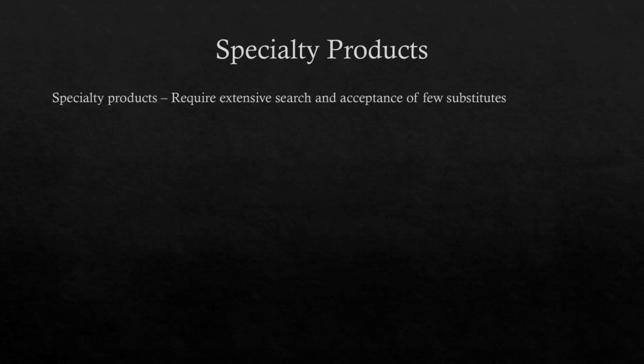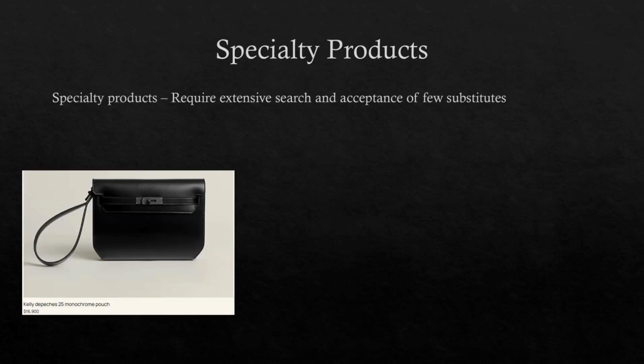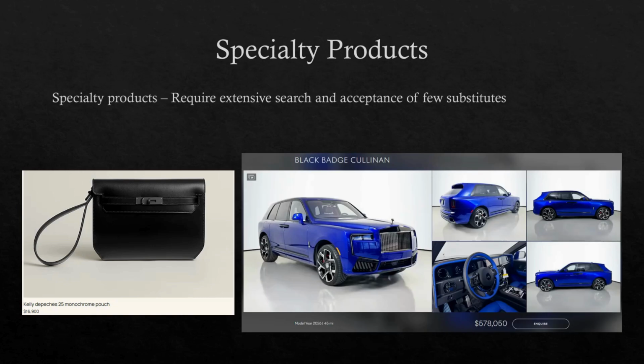The third type of consumer product is a specialty product. A specialty product requires extensive search and acceptance of very few substitutes. The examples I've given you here are an expensive designer handbag and a Rolls-Royce. Think about a luxury handbag from a brand like Hermes or Chanel.